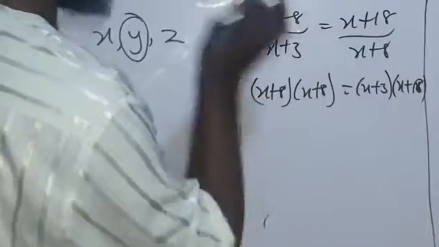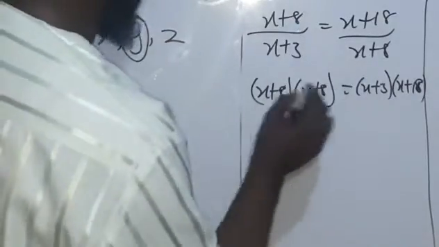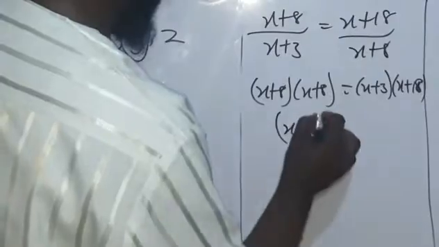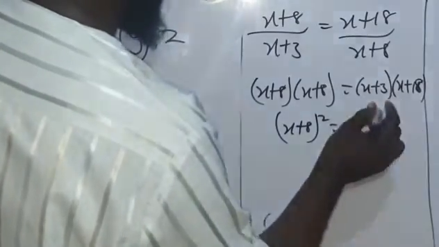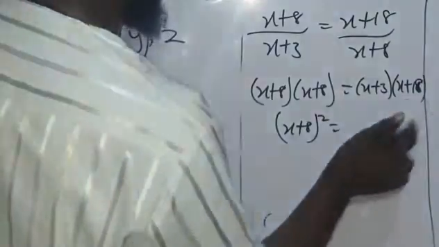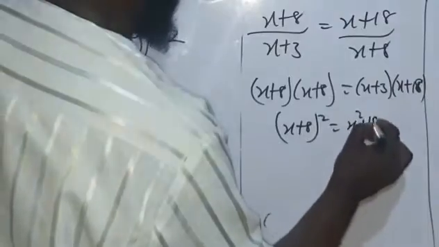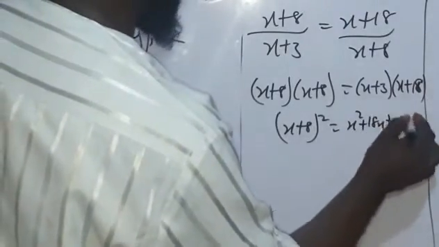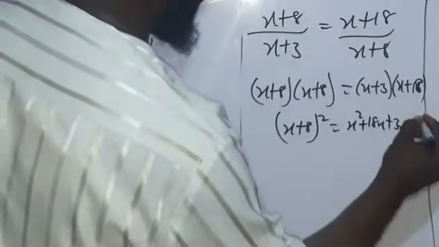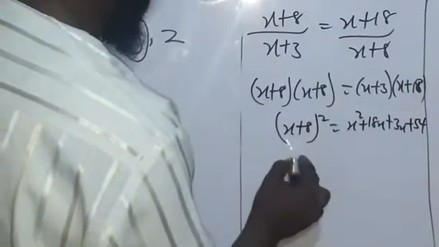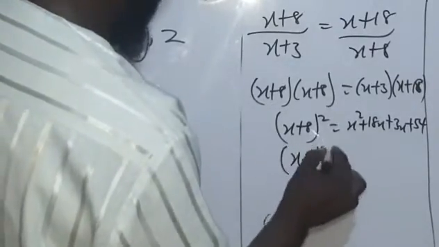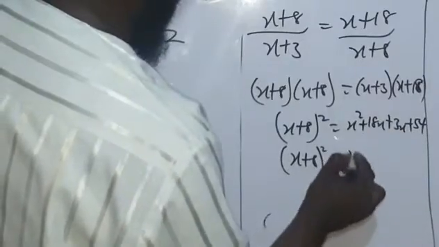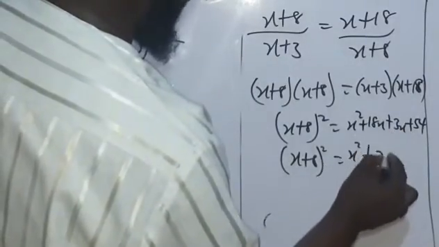So we have x plus 8 squared equals the product of these two. Let's open this one. That will be x squared plus 18x plus 3x plus 18 times 3, which is 54. So we have x plus 8 squared equals x squared plus 21x plus 54.